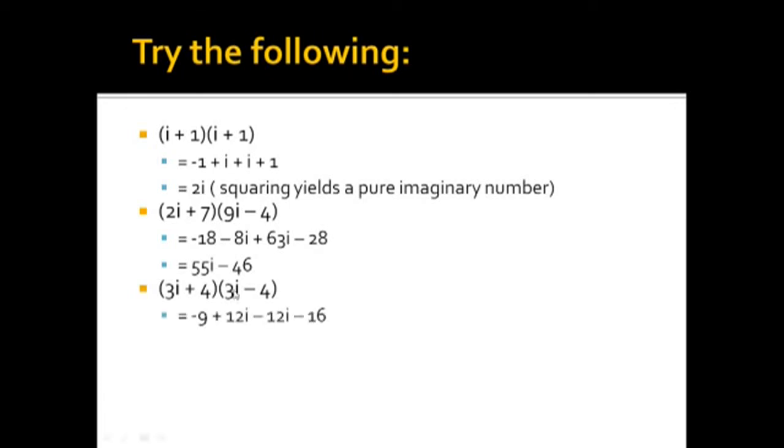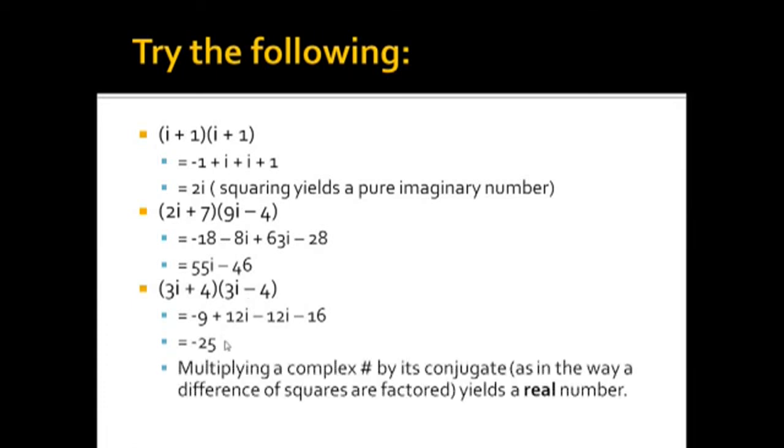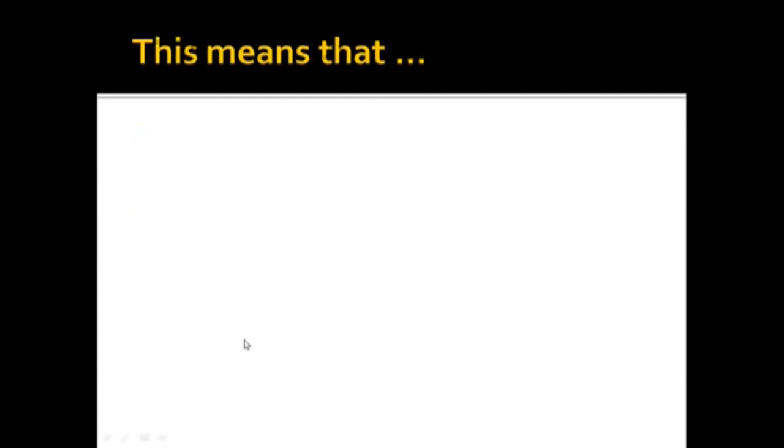Okay, so we get 3i times 3i, which is negative 9, and then negative 4 times 3i, which is negative 12i, and positive 4 times 3i, which is positive 12i, and then 4 times negative 4 is negative 16. Notice we have plus 12i and minus 12i. When you add them, they go to 0, and all you get is negative 9 and minus 16, which is negative 25. So negative 25, well, that's a real number. Multiplying a complex number by its conjugate yields a real number. In fact, that's actually how to get a real number. So you might want to remember that if you ever have to deal with real numbers in the future.